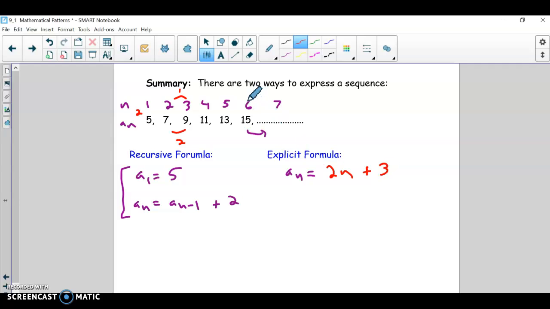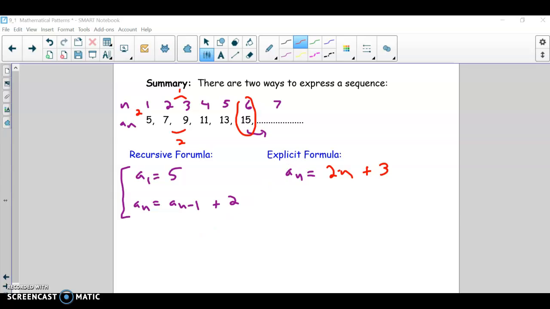Okay, and if you want to check that, we could check the sixth term. Put in 6 for n: 2 times 6 is 12, plus 3 is 15. So we know that this is the right formula for that pattern. Okay, so recursive formula, 2 parts; explicit, only 1.